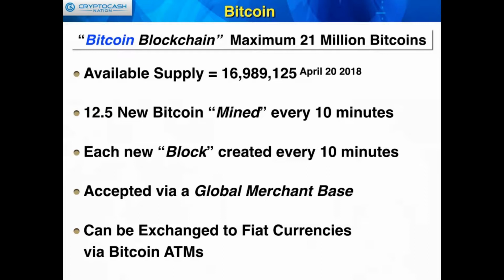Now, interestingly enough, every 3 to 4 years, that halves. So when Bitcoin first came out, there was 50 Bitcoin every 10 minutes. Then a couple of years later, it went from 50 to 25. And then in 2017, it went to 12.5. And in 2020, it's going to go to 6.25.